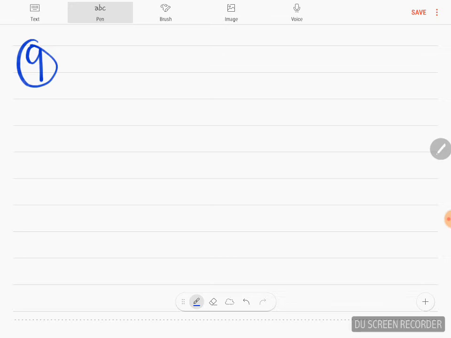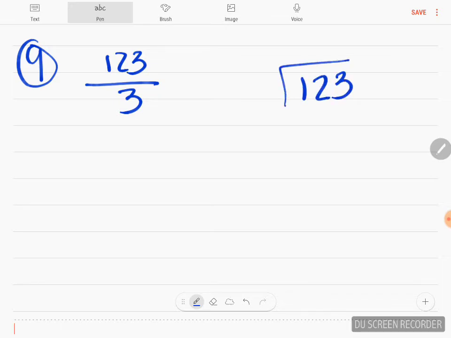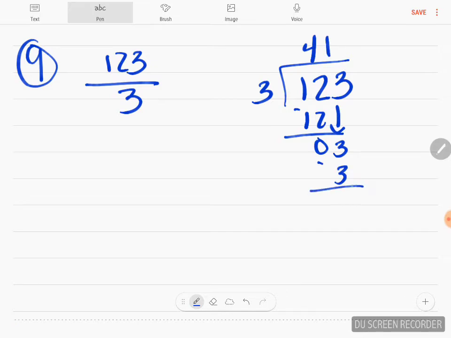Question 9. 123 over 3. Simplify. This is easy, you guys. This is just simple division. 123 divided by 3. 3 goes into 12 4 times. 12, 0. Bring down the 3. 3 goes into 3 once. 3, 0. The answer is 41.